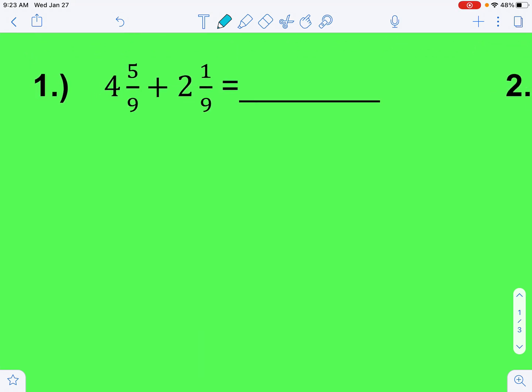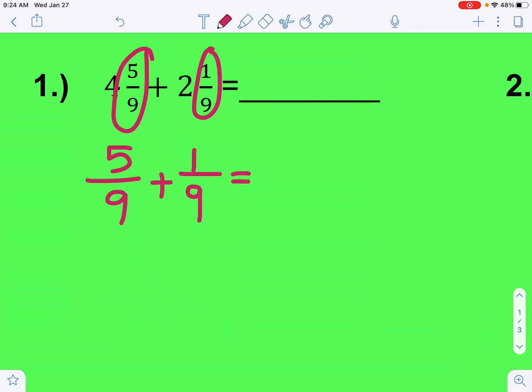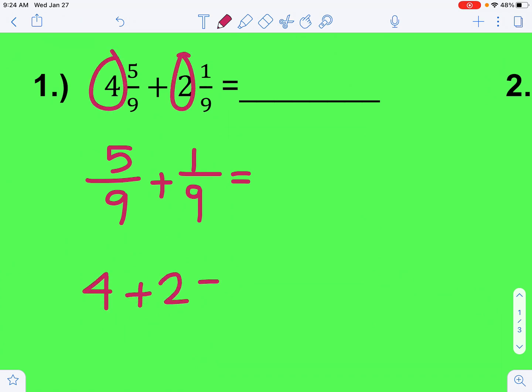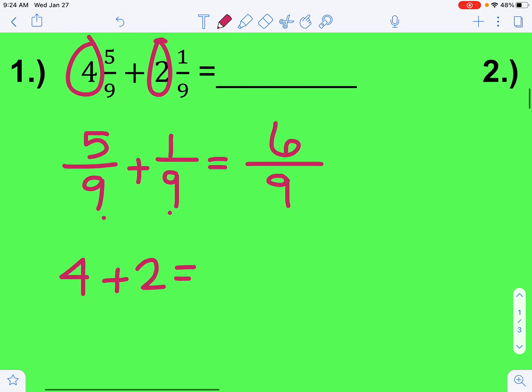Alright, so if you notice we have 4 and 5/9 plus 2 and 1/9. The first thing that we want to do is add our fractions. I'm just going to write that down here. We're adding our fractions, and then when we're finished adding our fractions, then we need to add our whole numbers. So then we'll take 4 plus 2. Our denominators are the same, so our denominator stays the same in our answer, and we take 5 plus 1, which gives us 6. So our fraction is 6/9.